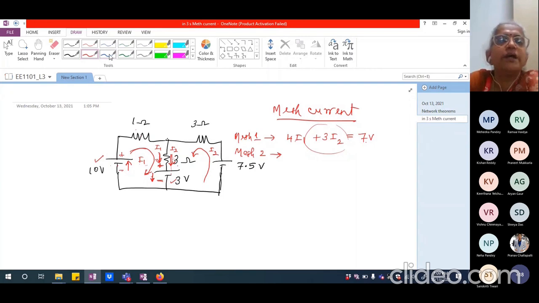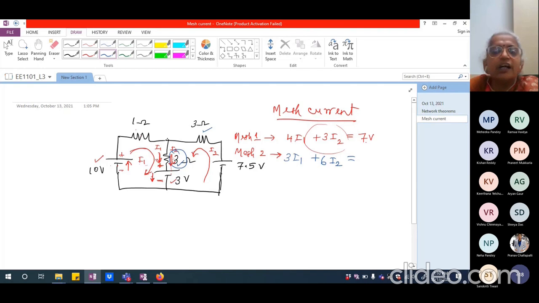Yes. Okay. So now in mesh 2, if I have to write the equation, mesh 2 is having 3 ohms which is carrying I2. This is also 3 ohm, which is carrying I2. So I have to say 6I2 for sure. Now again, this resistance 3 ohm is carrying I2 as well as I1 in the same direction. So I have to write 3I1 plus 6I2 equal to.